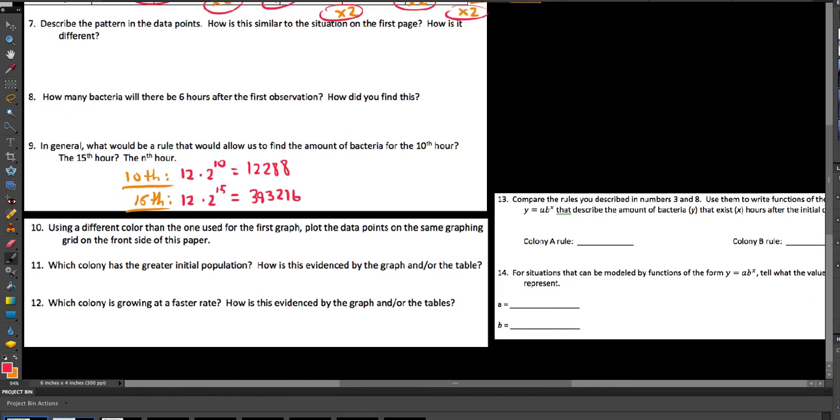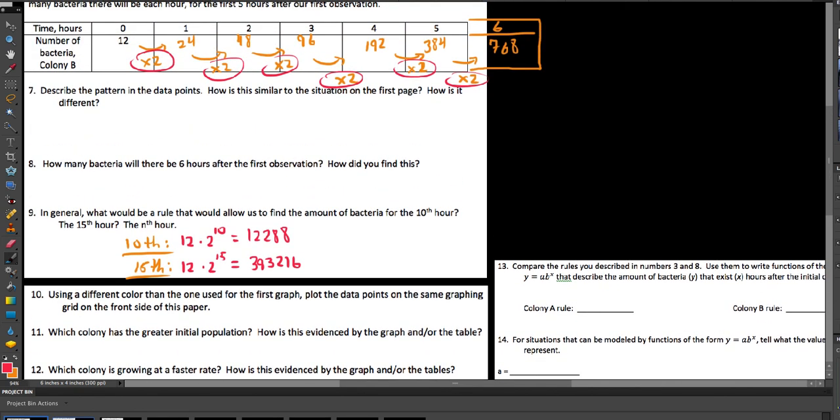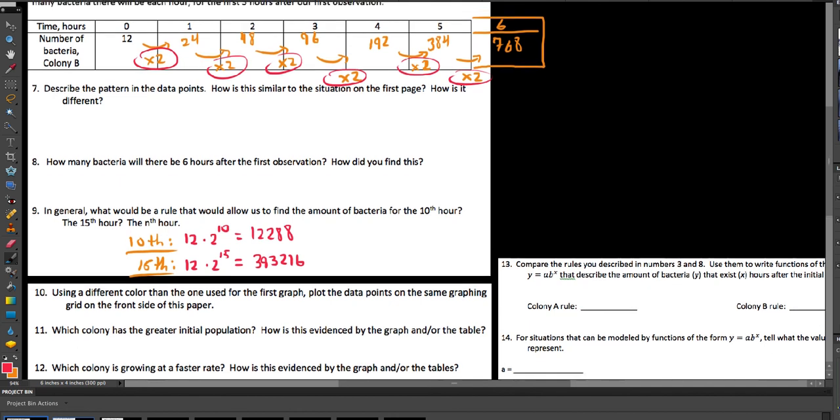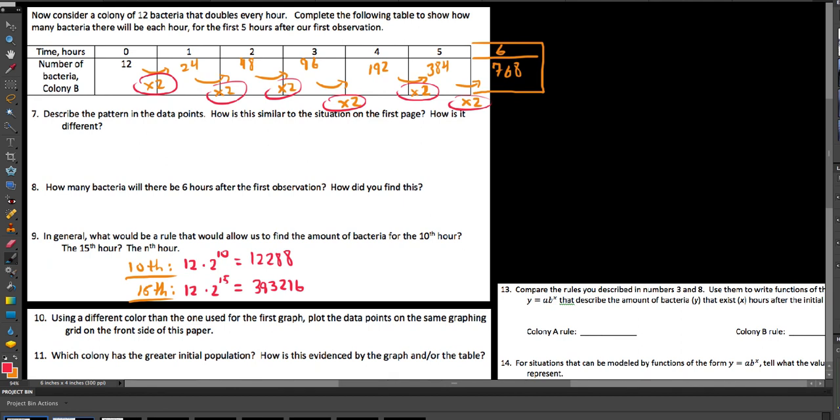So here's what we're going to do. Using a different color than the one we used for the first graph, we're going to plot these data points on the same graphing grid. And then we're going to talk about which colony had the greater initial population and where that shows up, and then which colony has the faster rate and how that is evidenced in the situations here. So let's go graph these.